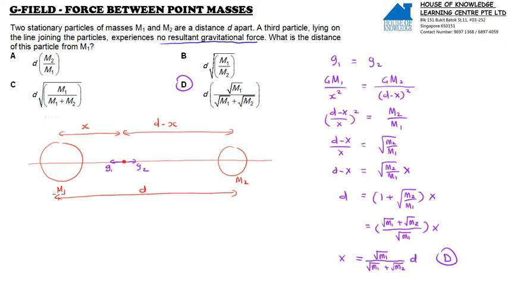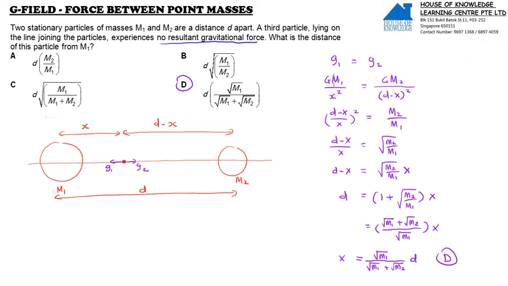Okay, let's say from here to here the distance is D. That's what the question said, right? Now, if I say this is X, then this must be D minus X, right? So very simple, G1 equals G2.